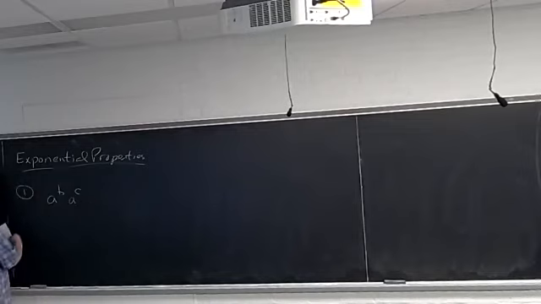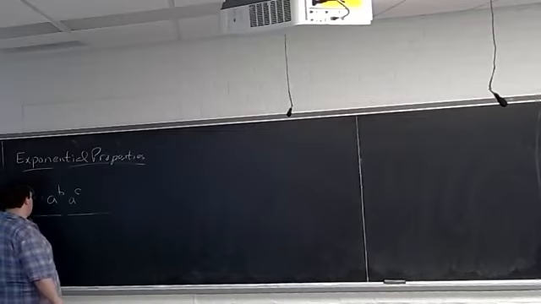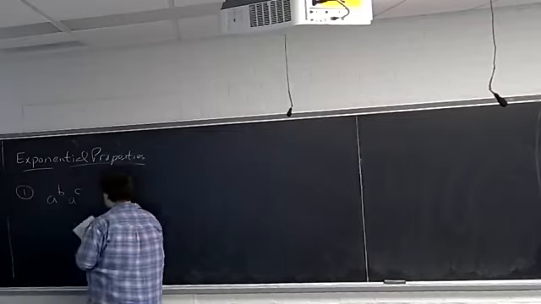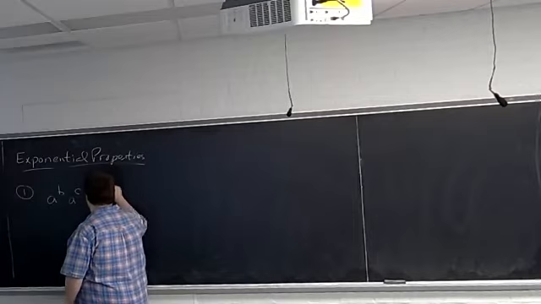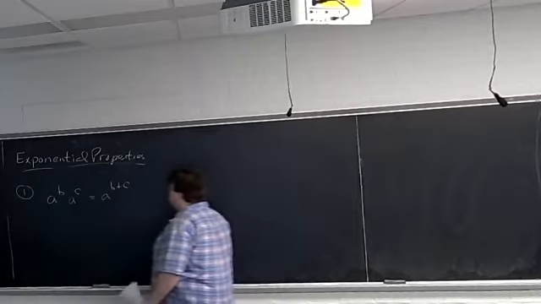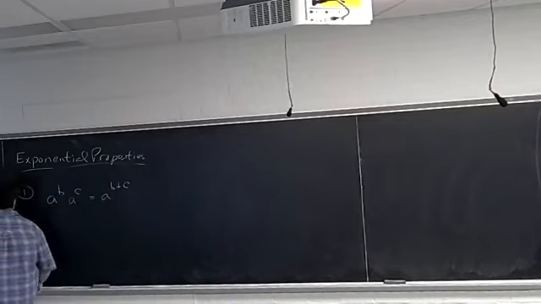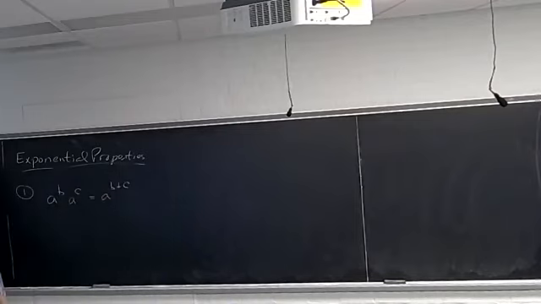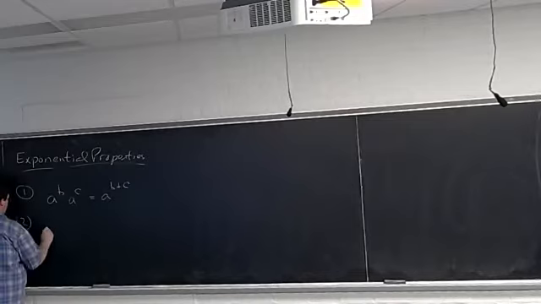So over here, we have B copies of A. Over here, we have C copies of A. How many A's are there? Well, we have B and we have C. So in total, we have B plus C copies of A. So one exponential property is that A to the B times A to the C equals A to the B plus C. Any questions about that one?